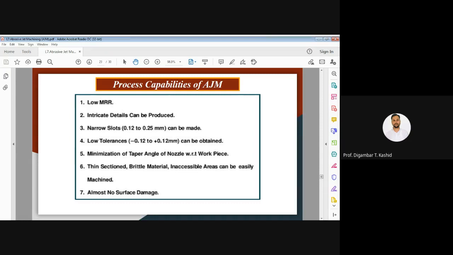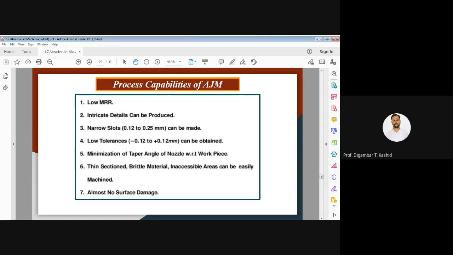Whatever inaccessible areas there are in any component or part can also be machined using this process. Inaccessible areas are those which cannot be machined by conventional methods, or where the tool cannot be approached. If the jet can go inside a particular location, then a hole can be drilled inside the component. It can also machine a cavity, especially where you want.